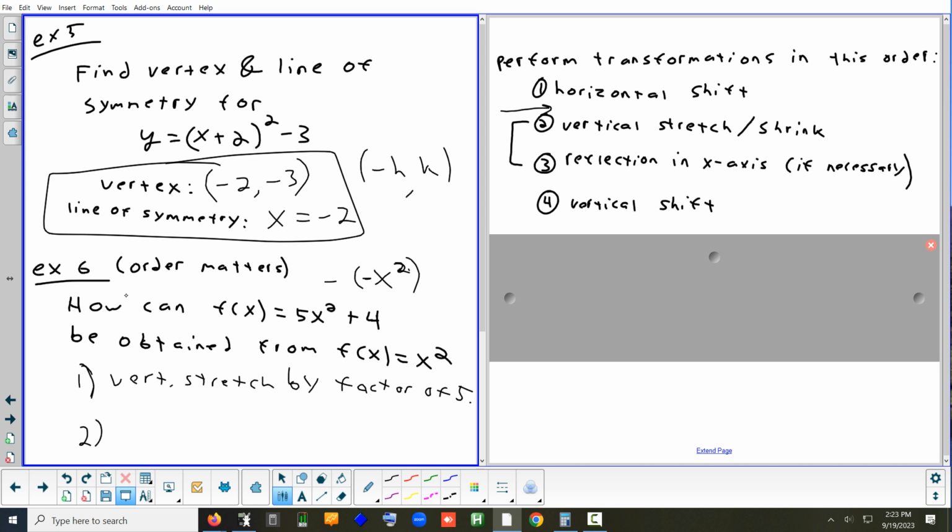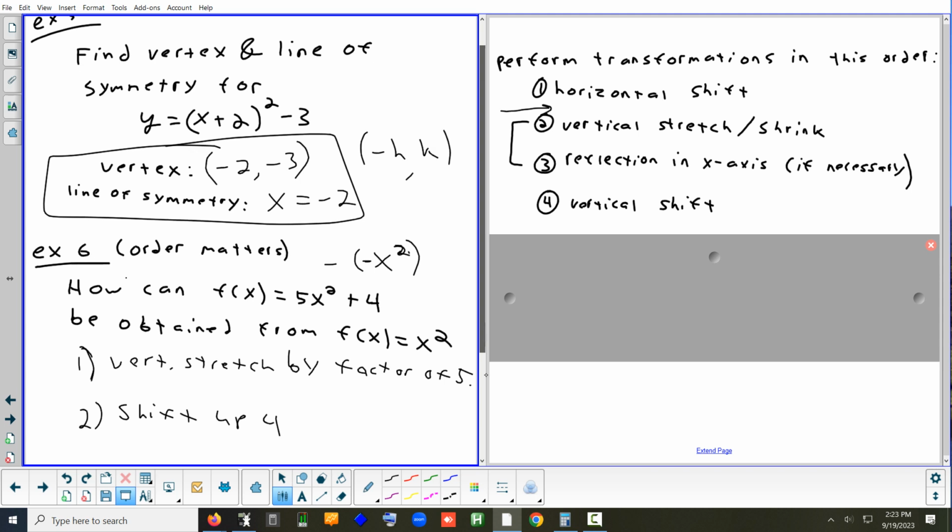Okay, so last thing would be the vertical shift. Well, we must have it because we need to write another transformation. So now we're going to focus on the plus 4. Anyone tell me what the plus 4 is going to do? It's going to shift up 4 units. Okay. Any question on example 6?